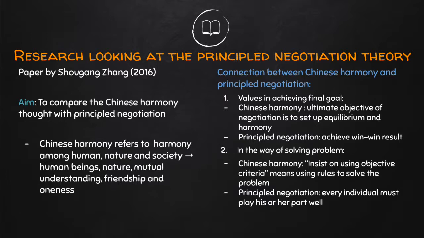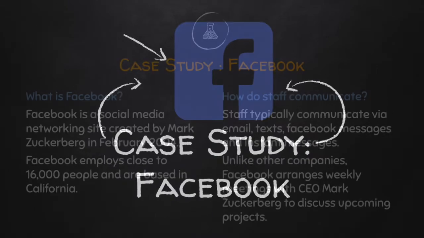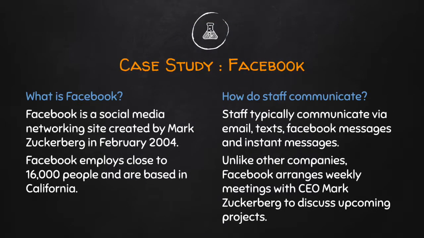This study gives theoretical support that Chinese harmony thought is connected to principled negotiation theory. It explains why Chinese businessmen negotiate effectively with foreign businessmen, because both sides are connected in terms of problem solving. Facebook is a social media networking site created by Mark Zuckerberg in 2004, which allows users to post, create, and share content with other users online.